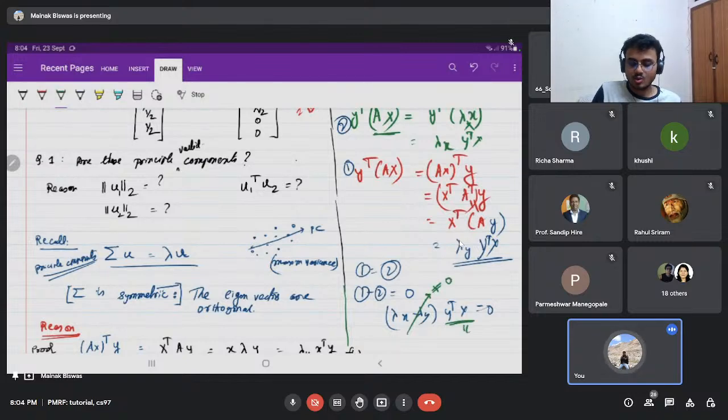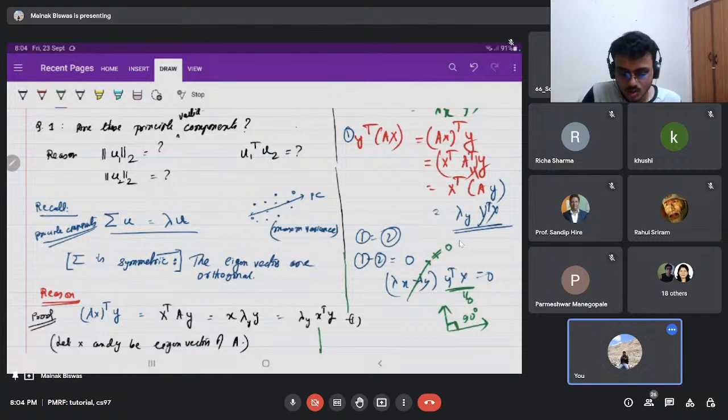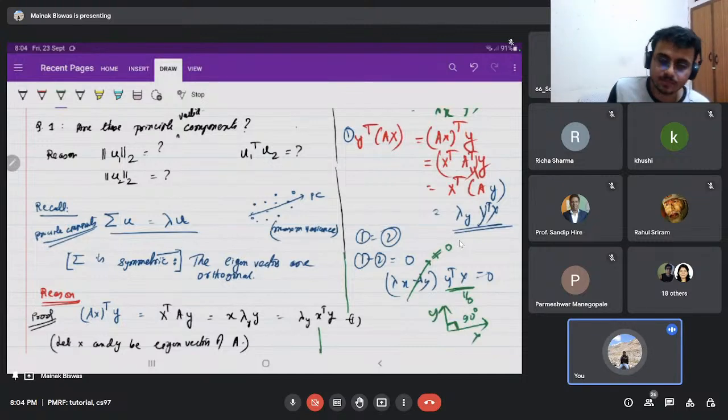So this is equal to 0. When are two vectors' dot product equal to 0? They are perpendicular. Correct. So y and x have 0 dot product when they are perpendicular. So why did I do this?